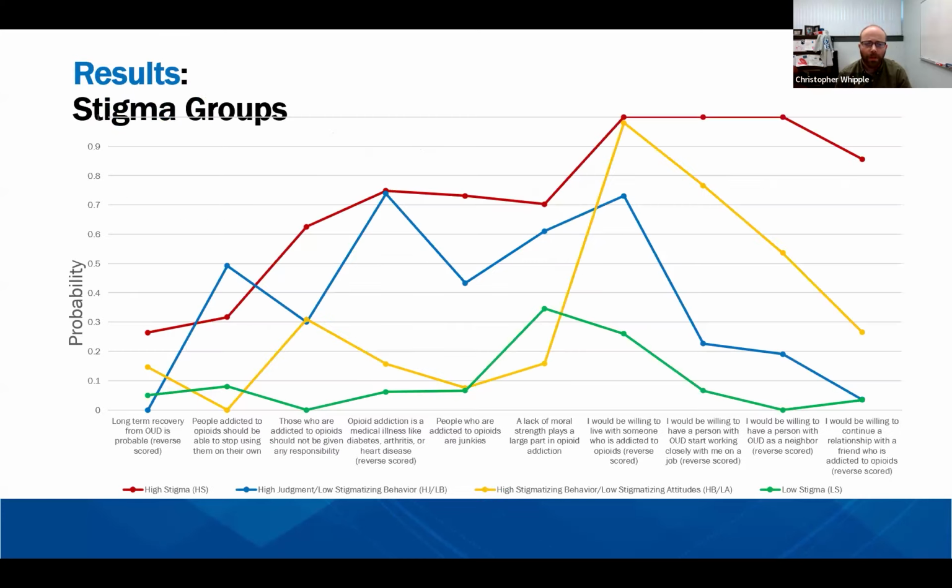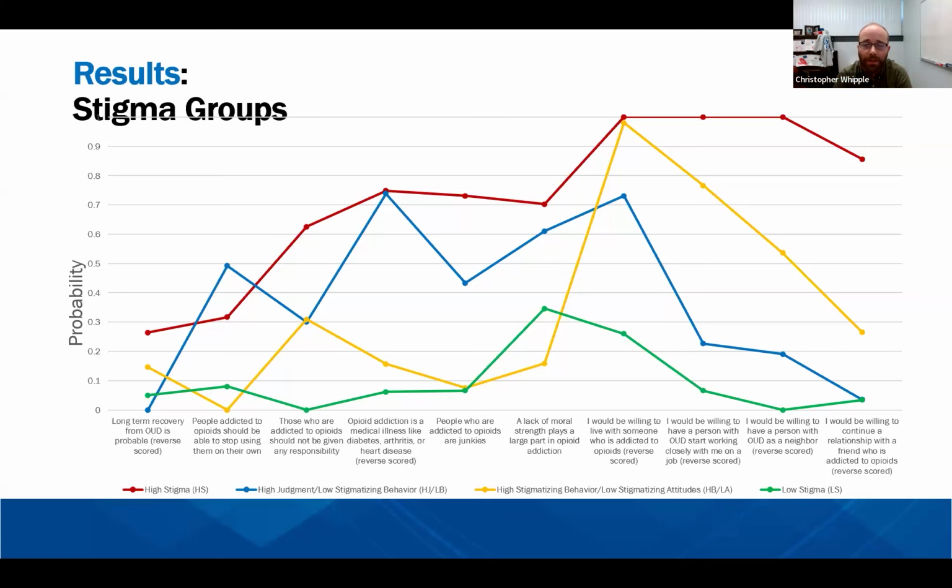So our first, this graph here shows the different types of stigma that we saw in our rural participants. Each of these lines represents a different group of participants who responded in a similar way to our stigma questions. So we asked 10 questions on public stigma. About 6 of them were about attitudes and beliefs regarding OUD or people with OUD. And then 4 questions were more behaviorally related.